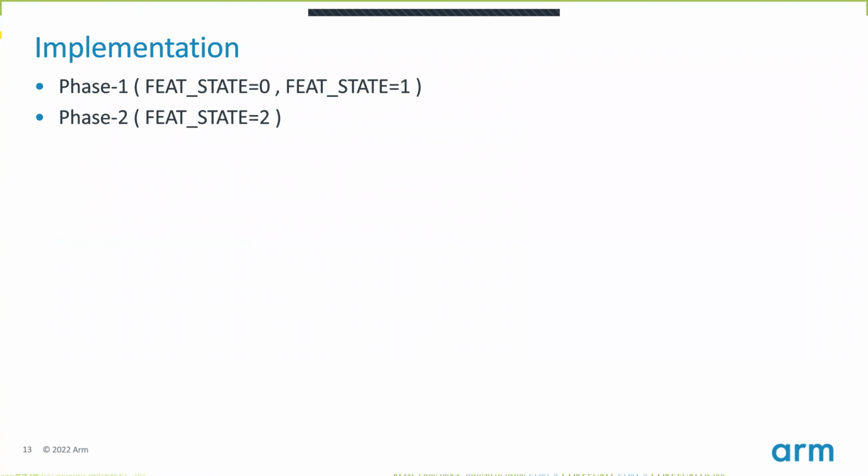Moving ahead. Till now we talked about the design part. Now with the implementation, as I said, we have introduced a tri-state approach. In the implementation, we have divided the entire thing into 2 phases. In phase 1, we have covered feature state 0 as well as 1. And in phase 2, we are planning to cover feature state 2. Right now we are in the phase 1 delivery, so we have covered feature state 0 and 1.